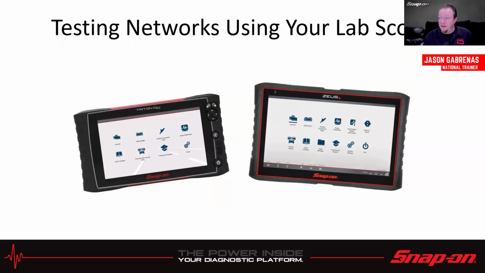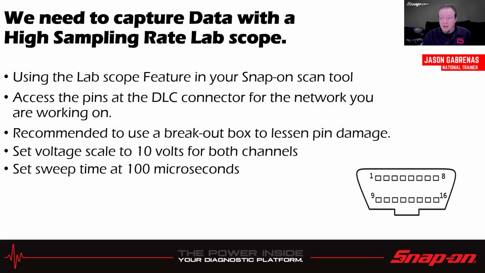So let's talk about testing. In order to test networks, you need to use a lab scope in order to test and see these signals like I've been showing you on the screen here. Using a lab scope feature, we can use our Snap-on scan tool. We can really use anything with a scope, but of course, I'm showing Snap-on equipment, so I'd be talking about Snap-on equipment. But access the pins at the DLC connector for the network you're working on.